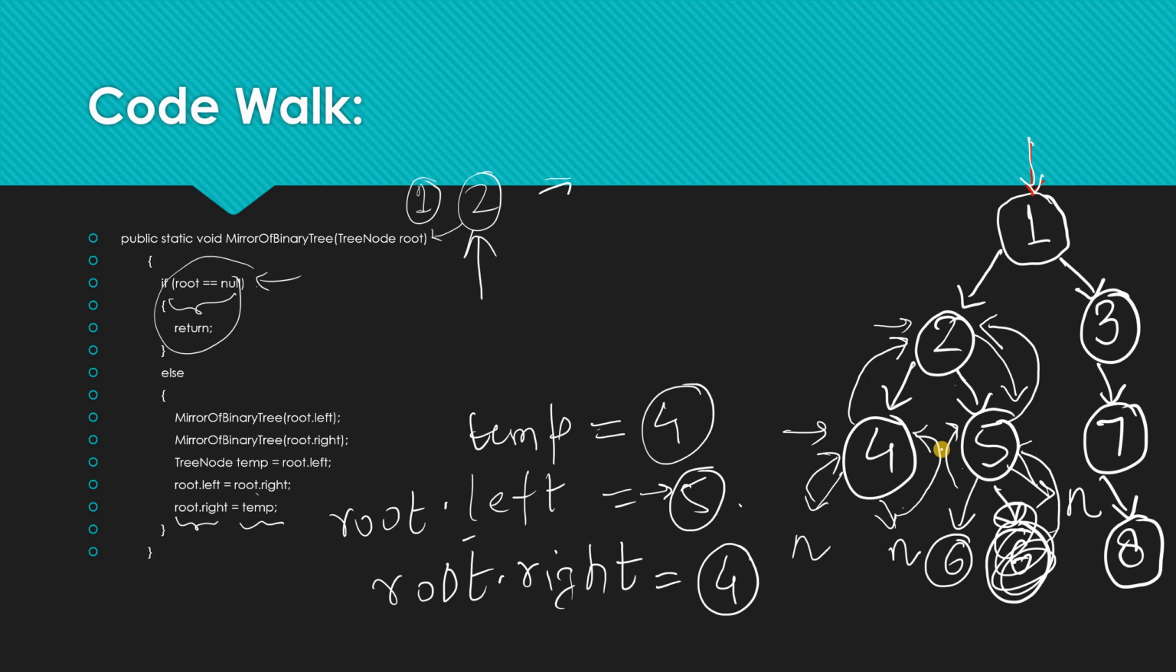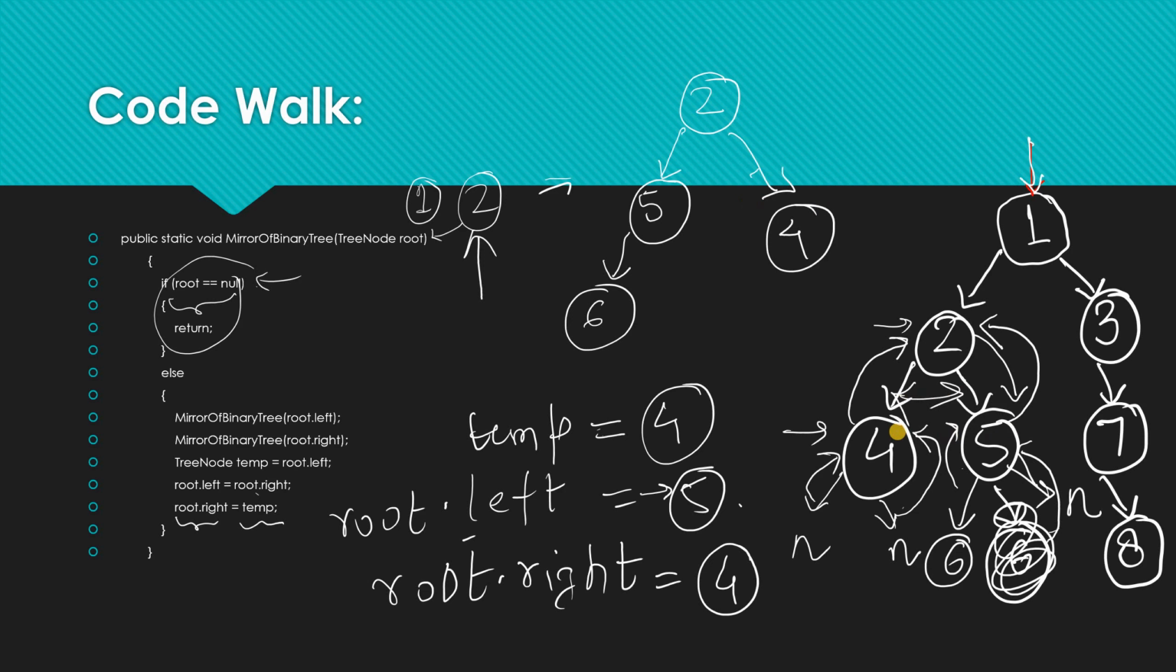So now what will happen in this case? If we draw 2 here, 2's left is now pointing to 5, which is pointing to 6, and the right is pointing to 4, right? So if you see here, we swapped both of these nodes. This thing is swapped, right? So what I want you to do is run this complete code later. Now the call for 2 will end, right?